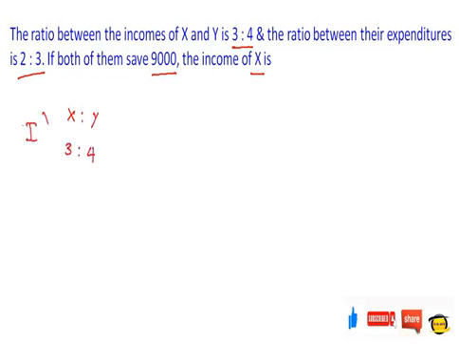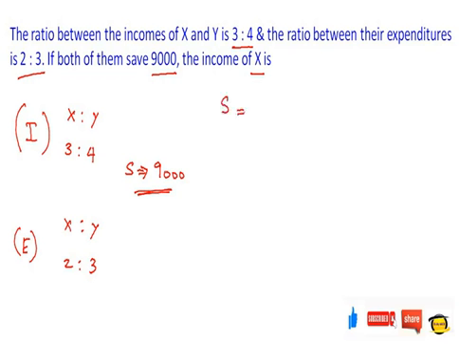This is basically the income ratio, and also the expenditure ratio between X and Y is known to be 2:3, right? And also the savings done by both of them is equivalent to 9,000 rupees, right? Before proceeding further, we should know a couple of ideas about the relationship between expenditure, income and savings. And what is that? Very simple.